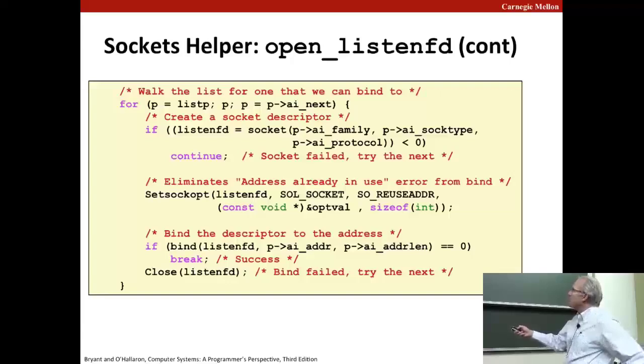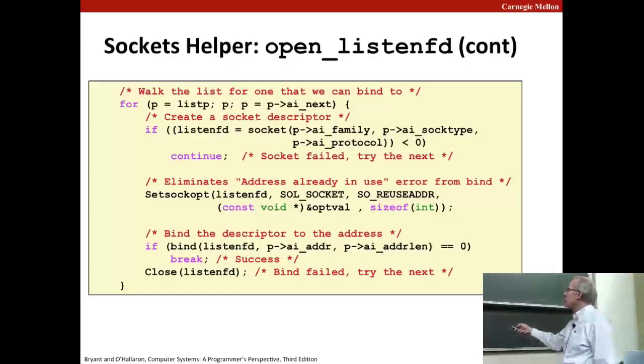So again, I'm going to make a call to socket to create a file descriptor that I'm going to use. This will be the one that the server listens on for connection requests. And then there's another kind of obscure thing you have to do of setting some options on that socket that will get it to free it up more quickly if there's a failure.